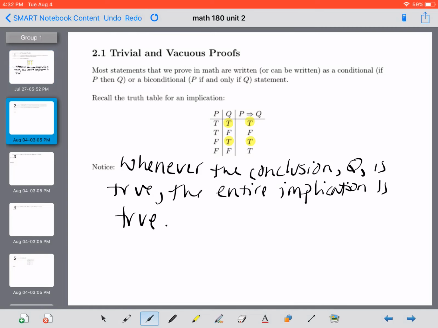So a trivial proof of P implies Q is one in which we show that the conclusion Q is always true. Right now, this is not normally going to be the case. It's only going to be able to use this proof in a very specific scenario. But if the conclusion is always true, this is probably the easiest way to show it. So let's look at example 1.